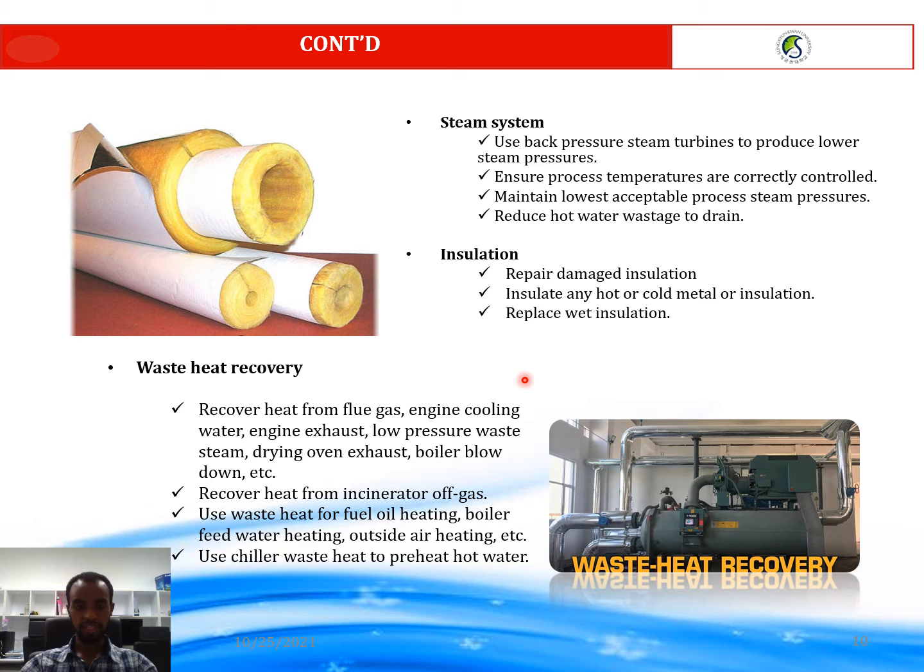For waste heat recovery, recover heat from flue gas, engine cooling water, engine exhaust, low pressure waste steam, drying oven exhaust, boiler blow down, etc. The next one is to recover heat from the incinerator flue gas, and use waste heat for fuel oil heating, preheating, boiler feed water heating, outside air heating, etc. So this is the other way. And use chiller waste heat to preheat hot water. These are some points for energy efficient use in waste heat recovery.